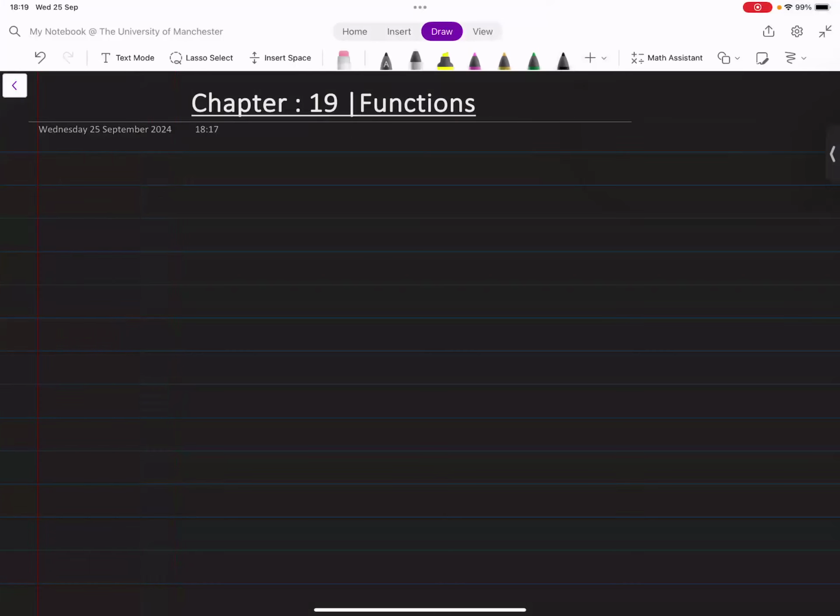Okay, so now in chapter 19, we will discuss and talk about functions. Previously, we have been doing a course on Introduction to Pure Mathematics by using a book named A Concise Introduction to Pure Mathematics by Martin Liebeck. So let's talk about the functions now.